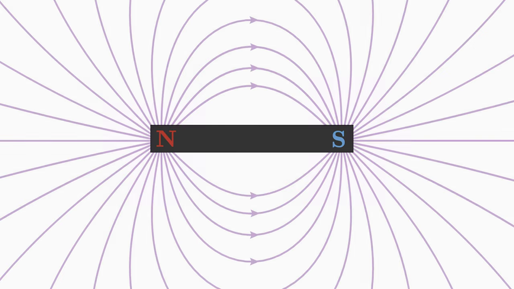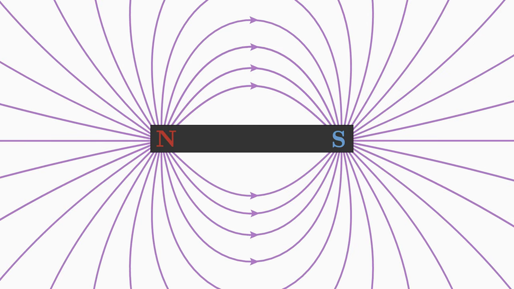Magnetic monopoles, on the other hand, as far as we know, do not exist in nature. That means there is no magnetic north pole or magnetic south pole that occurs alone. North pole as a source and south pole as a sink always occur together.